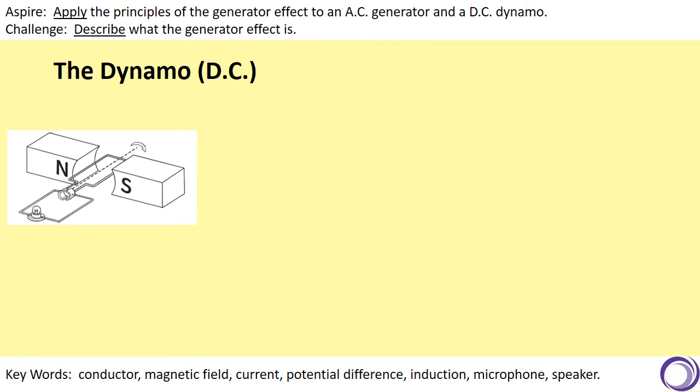Dynamo then. Dynamo begins with the letter D. D for DC. It looks pretty much the same. Coil is rotated.